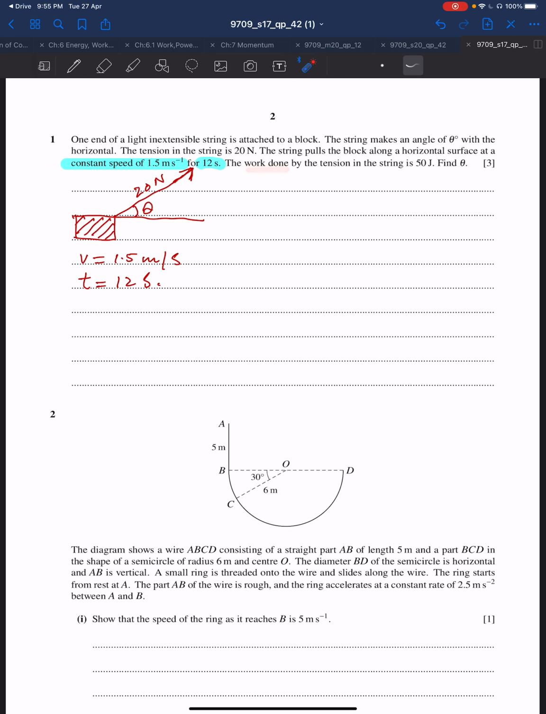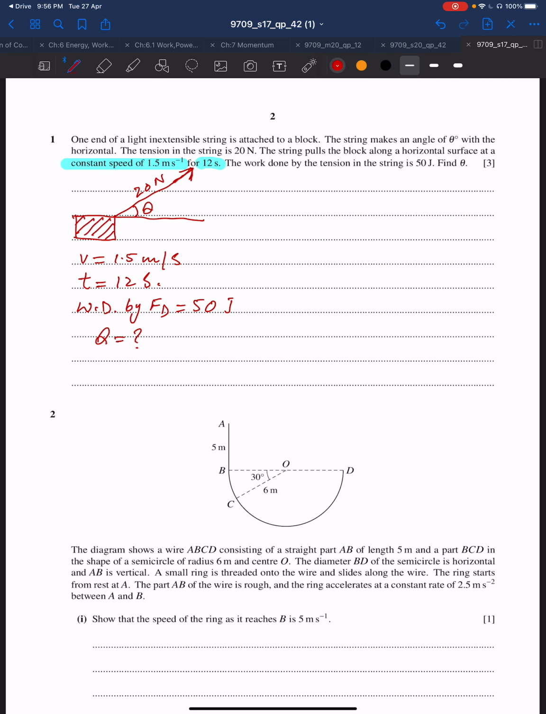The work done by the tension in the string is 50 joules. That means this is the work done by the driving force. Work done by driving force is equal to 50 joules. So now you know what we have to find out: we have to find theta. We'll write down theta is to find.